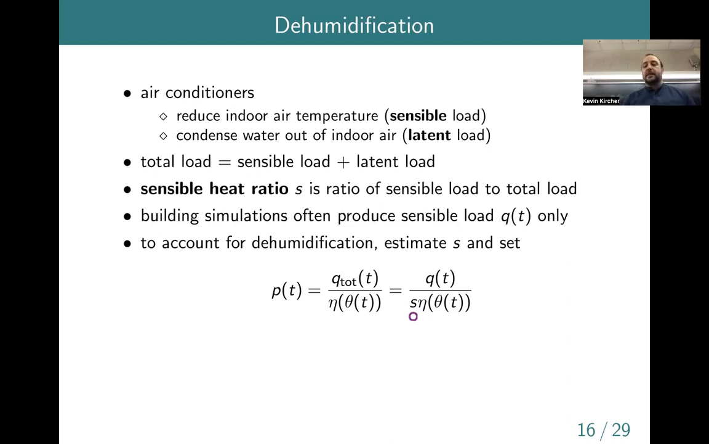So S is typically less than 1, which means that Q total will be greater than Q. So we take that whole thing and then divide it by the COP. And that gives us basically the relationship between the heat transfer that comes out of our RC model and the electric power that would be consumed by an air conditioner.